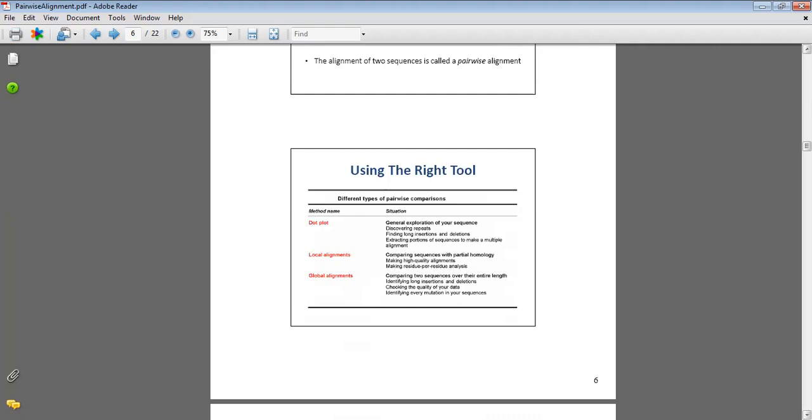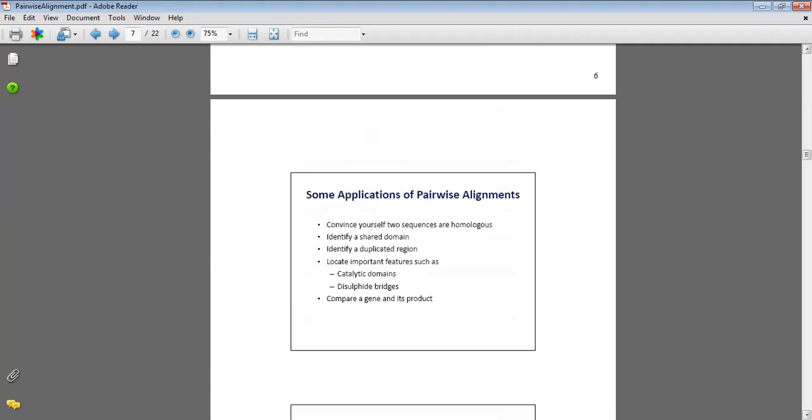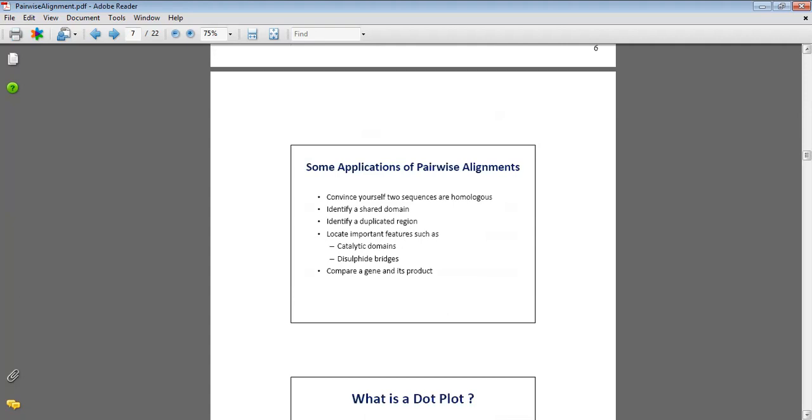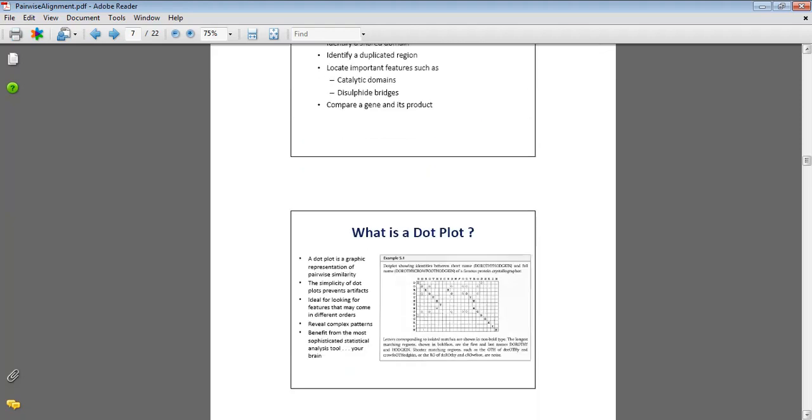In a local alignment, as I told you in a previous lecture, we have to find the local regions of similarity. In a global alignment, we have to find the similarity between the two sequences across the whole genome. Some applications of pairwise alignment are to convince yourself that two sequences are homologous, to identify shared domains, and to identify duplicated regions and important features such as catalytic domains and disulfide bridges, comparing a gene and its product. And what is the dot plot method?